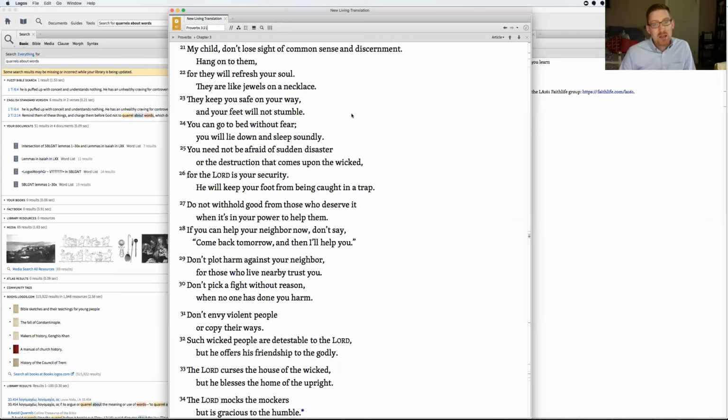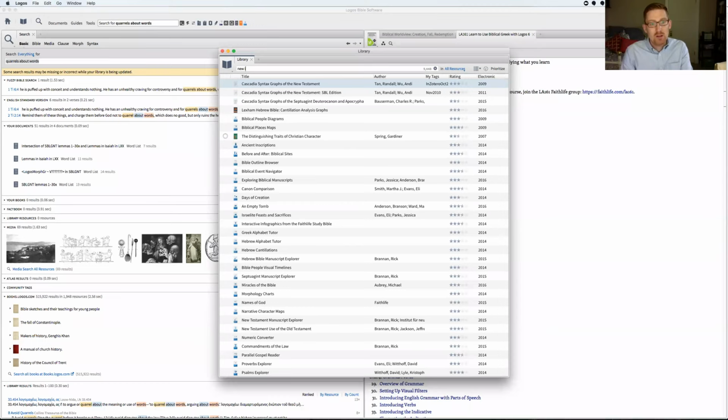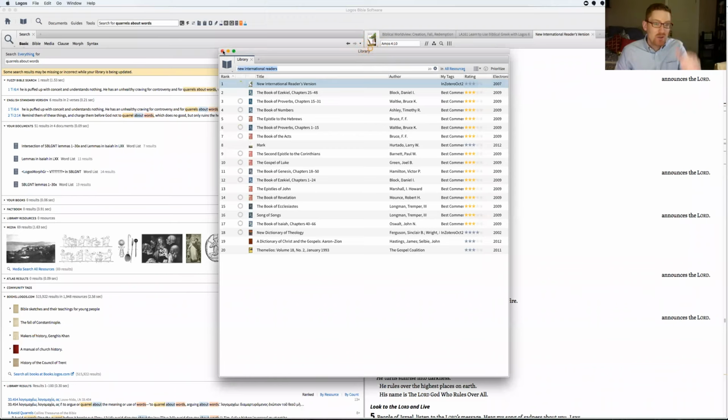That's the NIRV. I'm going to put that there in the notes, and I'm going to pull it up here. The New International Reader's Version. Let's see how it handles Proverbs 3:21b through 23. My son, hold on to good sense and the understanding of what is right.